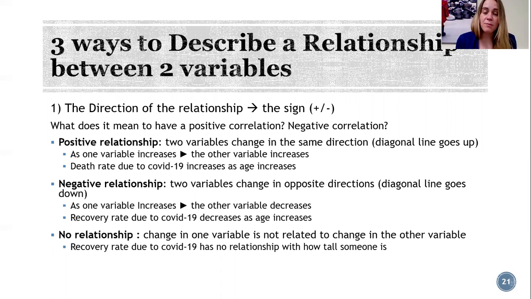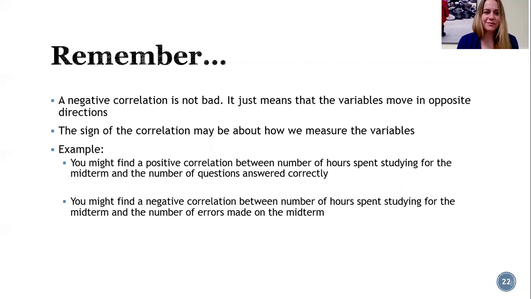Or we can say that maybe there's no relationship between our two variables, that change in one variable is not related at all to change in the other variable. An example of this might be that recovery rate due to COVID has no relationship with how tall you are.